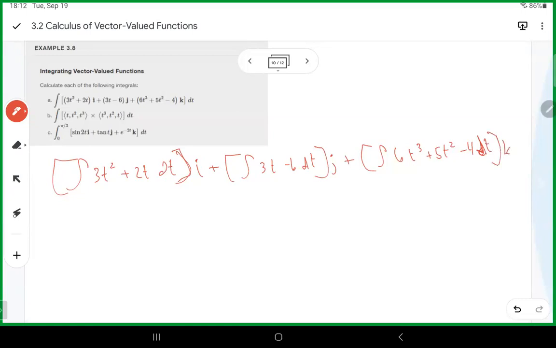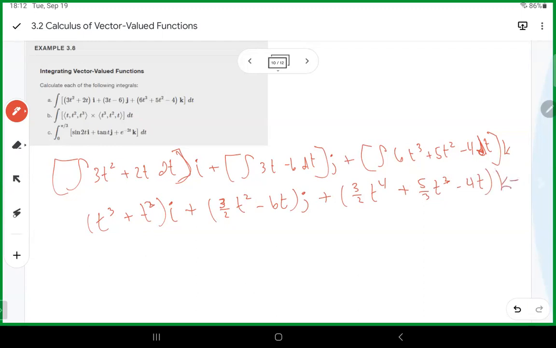Okay. And then we just have to go through and do it. So we would have 3t, nope, t cubed plus t squared plus 3 halves t squared minus 6t j plus 3 halves t to the fourth plus 5/3 t cubed minus 4t plus c.